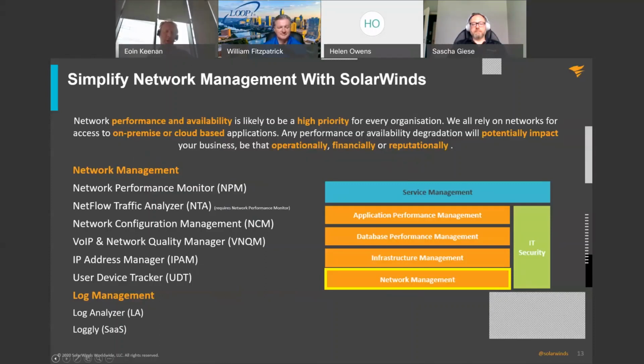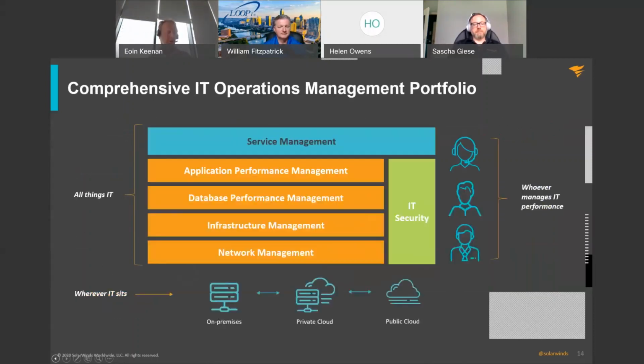So in terms of network management and monitoring, we have a bunch of different solutions here. You're going to see the first 2 here later on in the demo, NPM, looking at the health status of devices right across the network. You want to be able to see what's flowing on the network, how your bandwidth is being utilized. And then, of course, you have configuration management, VoIP management, IP address management, and user device tracking. And then in terms of log management, we have an on-premise solution called Log Analyzer and a SaaS-based solution called Loggly, which is really more working with custom type devices, custom type apps, I should say, pardon me.